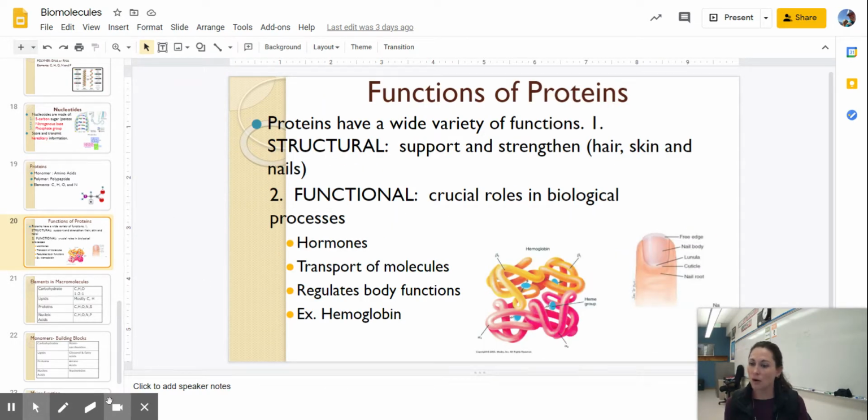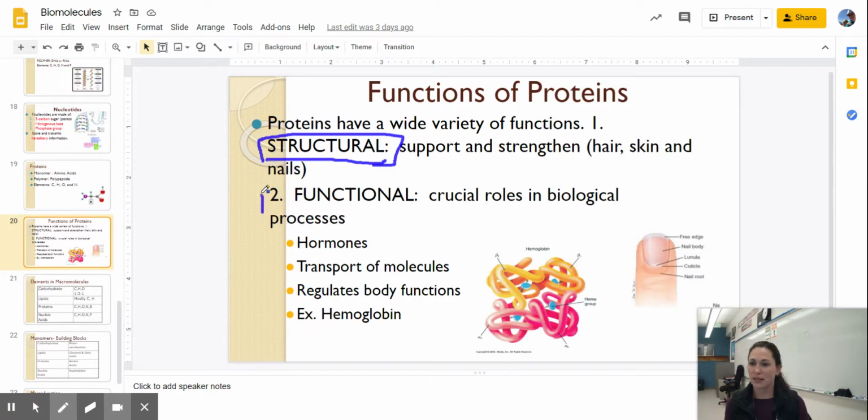So, functions of proteins. You already know these, but we're going to go over them again. Proteins can be used for the structural components of some of our body. So they will support and strengthen all kinds of molecules in our body: our hair, our skin, our nails. To some extent, proteins make up our muscles. So they really are in charge of giving our bodies the structure or the shape that we have.